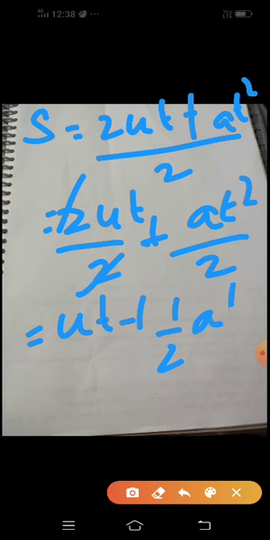S is equal to 2ut plus 8t square divided by 2. Now you have to divide them separately: 2ut divided by 2, 8t square divided by 2. The 2 and 2 get cancelled. Therefore, ut plus 1 by 2 at square. We obtained our second set of equation. So s is equal to ut plus half at square.